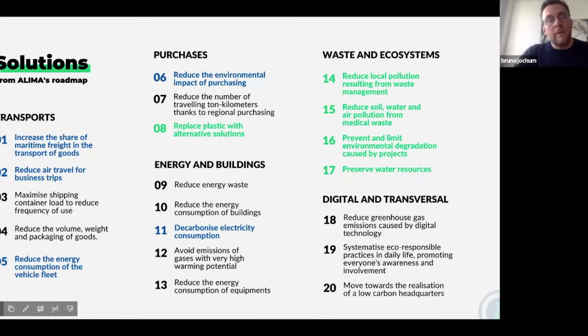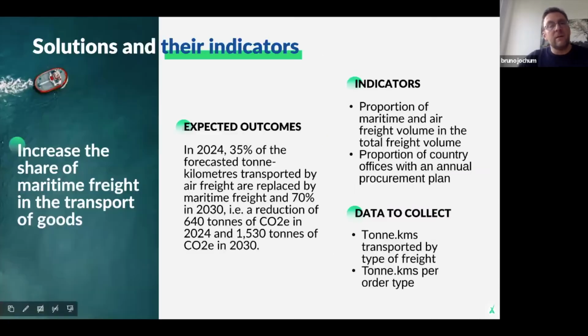Now, with Alima, and through a very participative process, workshops, etc., we selected a number of key solutions, 20 in the case of Alima, corresponding to the different emission sources, addressing both the carbon footprint challenge, but also local environmental degradation, like waste, plastics, water, etc.